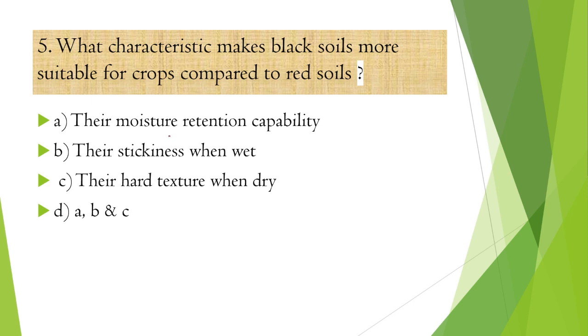Next question. What characteristic makes the black soil more suitable for crops compared to red soil? What characteristics make it suitable? A, their moisture retention capability; B, their thickness when wet; C, their hard texture when dry; D, A and B and C. So D is the correct answer.